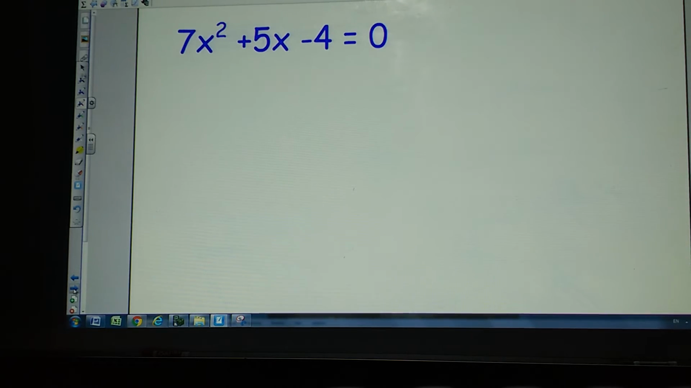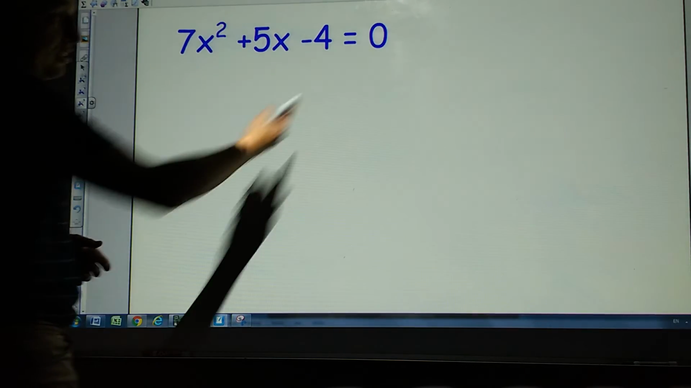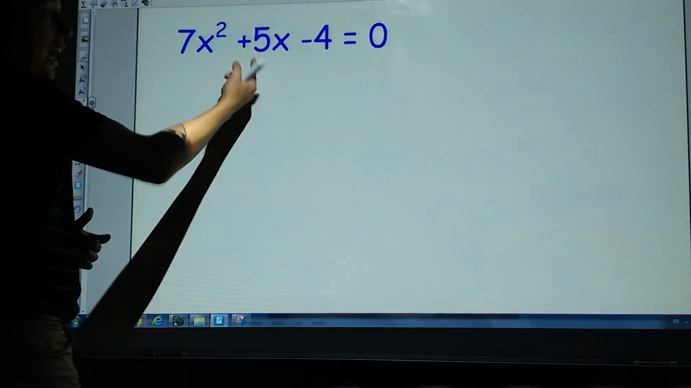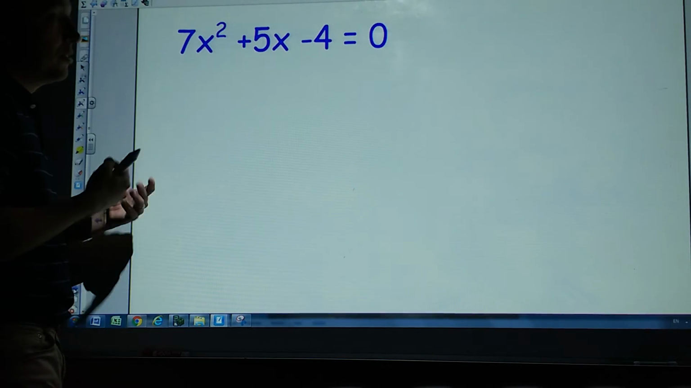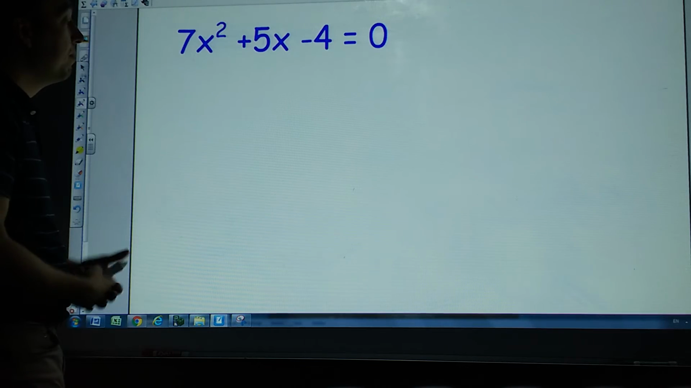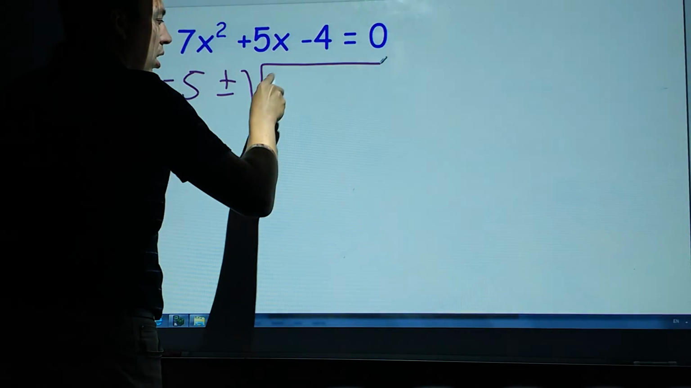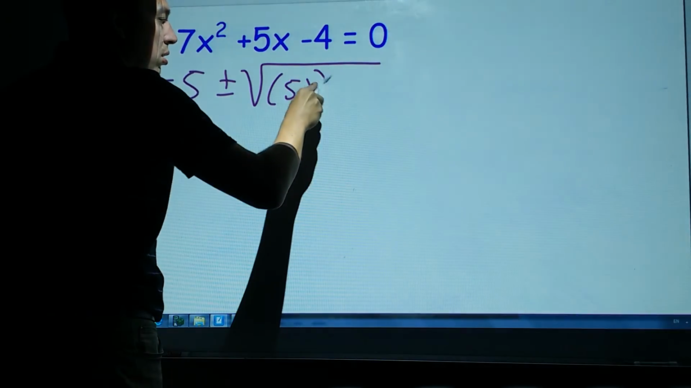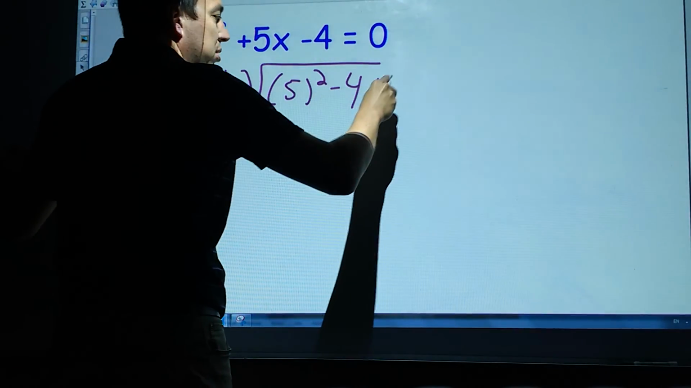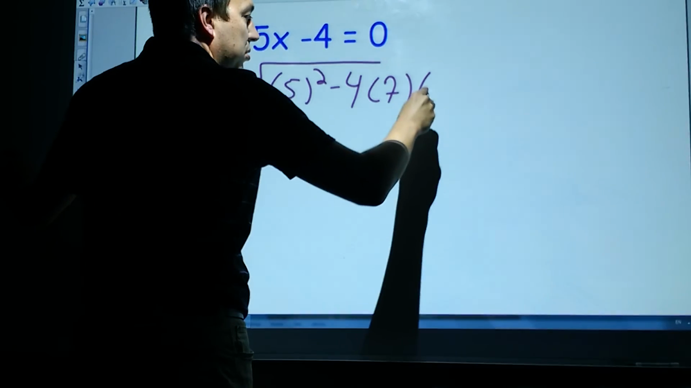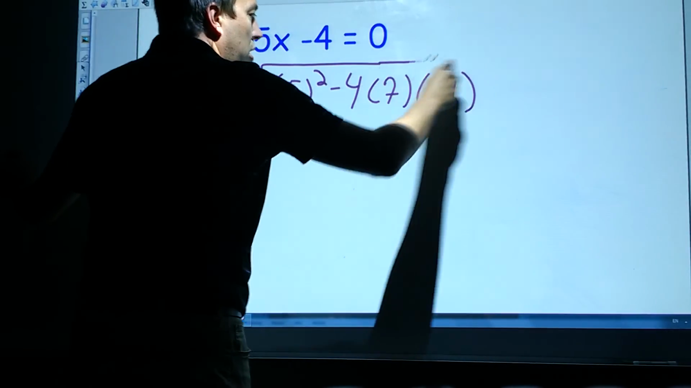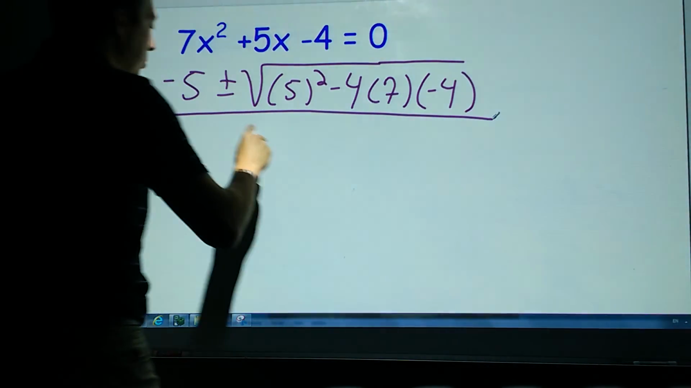Whew. One more problem. Here we go. It's set equal to 0, that's good. I checked, it doesn't factor, so that means I must use quadratic formula. Minus b plus or minus the square root of b squared minus 4 times a times c all over 2 times a.